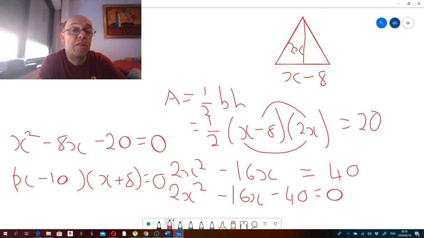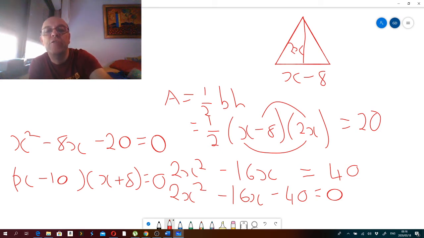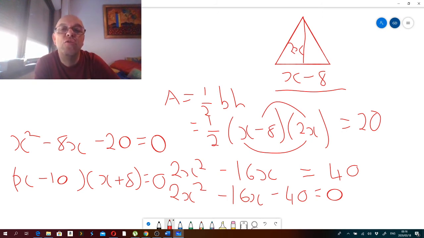So they wanted to know what the base and the height was. So if we substitute the x as being 10 into the original triangle, so over here 10 minus 8 is 2, so then we know our base was 2, and our height, 2 times 10, must be 20. Okay, our height must be 2 times 10, which is 20.